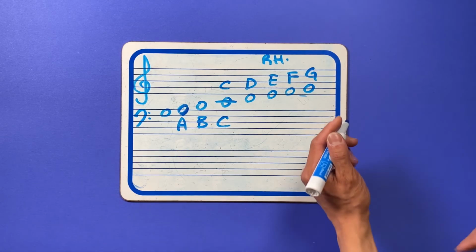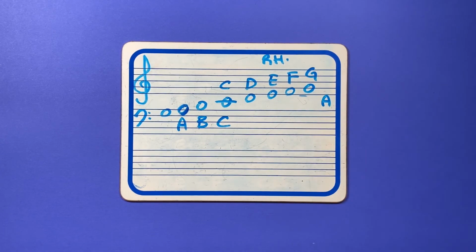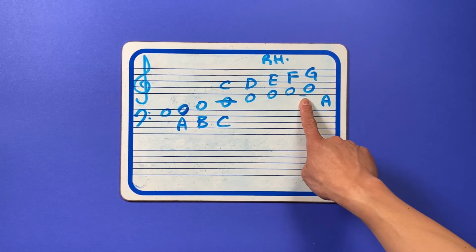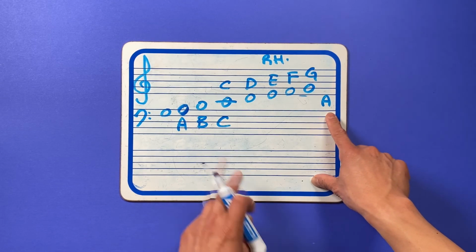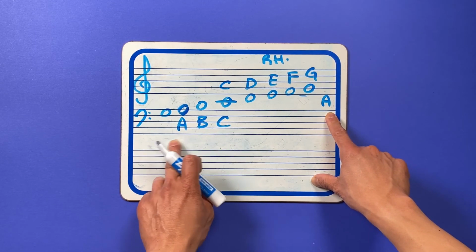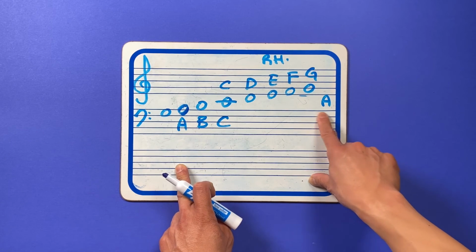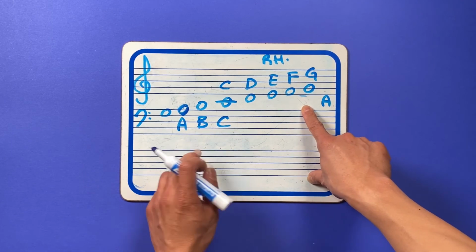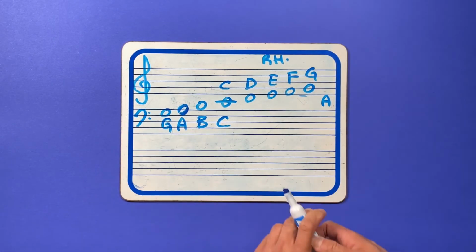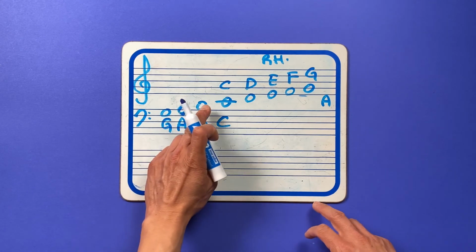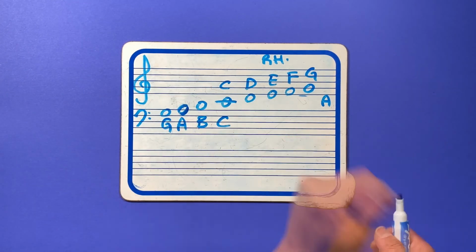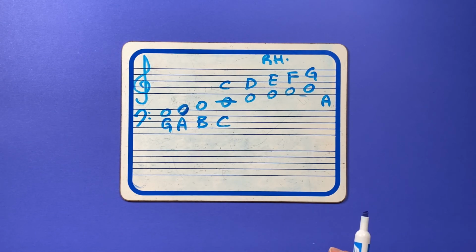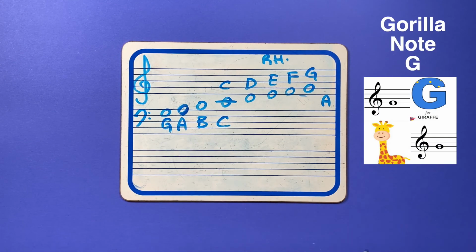So similarly, I'm going to leave the A over here. So after G, you start again with A. Guess what happens to A? What is before A? That's right, it is a G. And look at this note. This note is under the ground. Underground space note. What is the underground space note? It is gorilla note G.